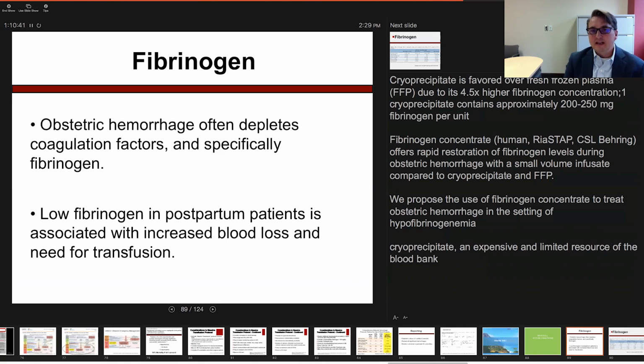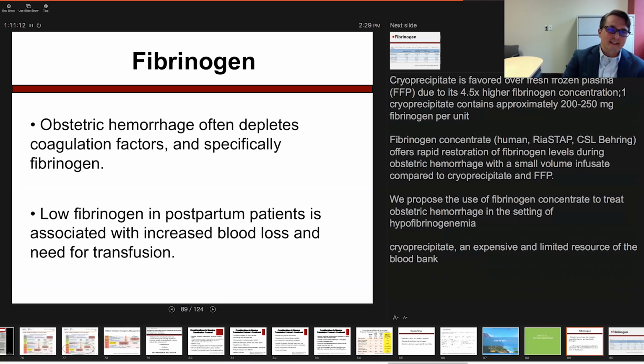There is a fibrinogen concentrate, which is available for purchase, that can be used for rapid restoration of fibrinogen levels without tapping into the blood supply for that facility. It can be given in a small volume compared to even cryoprecipitate, and therefore you can decrease the chance of volume overload during these major hemorrhages.